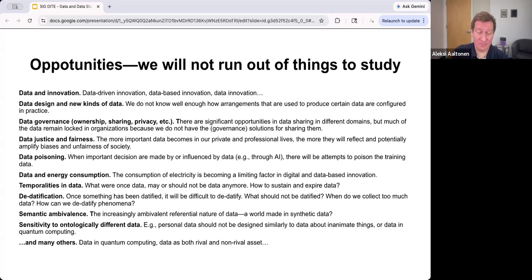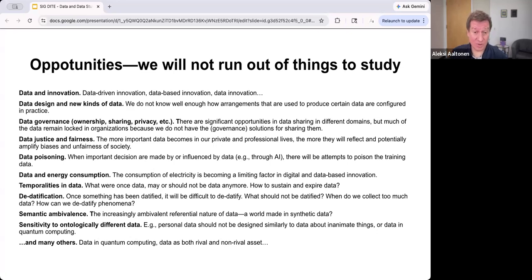Data governance: basically who owns, who should own, how can we share, how can we maintain privacy? These issues are going to be massive, because managing corporate data resources and making sure that they can be used to their full potential contains massive problems, and they are not going to go anywhere. So that's a fairly safe bet.